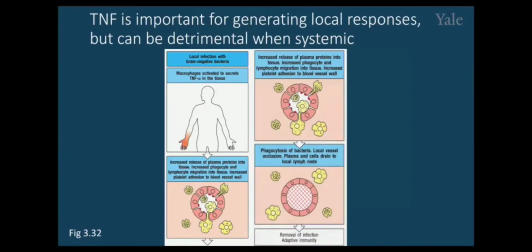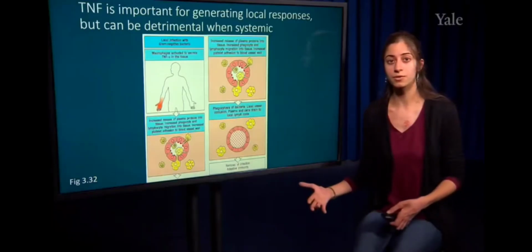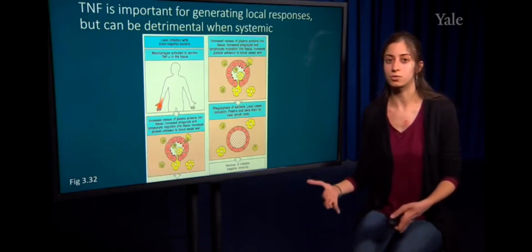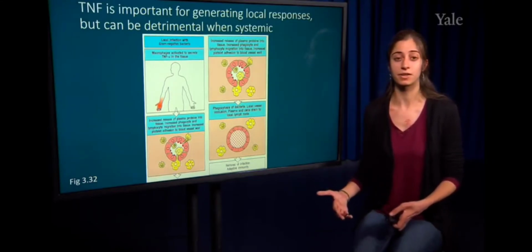This permeability of blood vessel walls will allow the migration of immune cells into the site of infection. Here, you get phagocytosis of bacteria, local vessel occlusion, and plasma cells and T cells draining into the local lymph nodes to generate a local immune response that will ultimately benefit the host and help clear the pathogen or the infection.